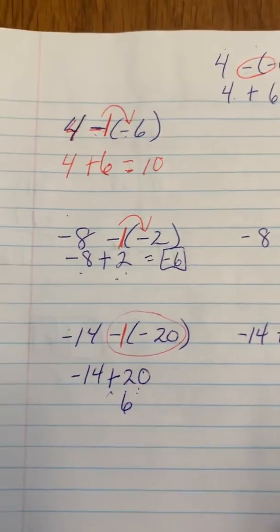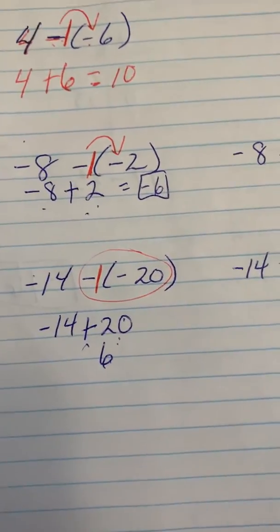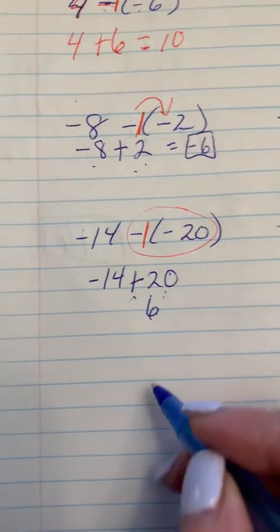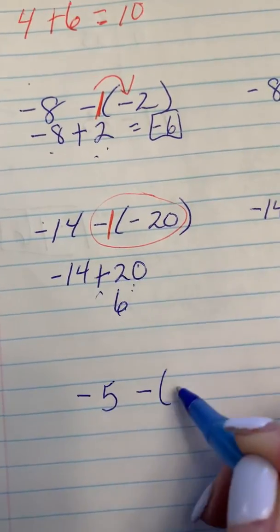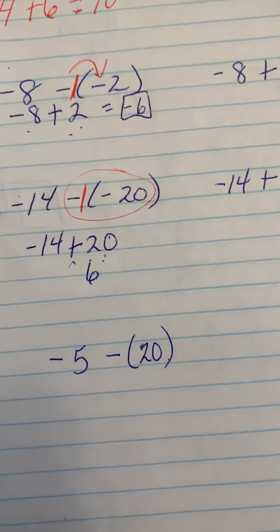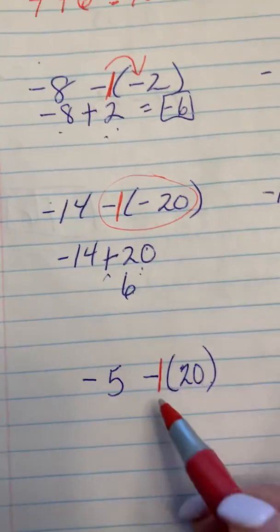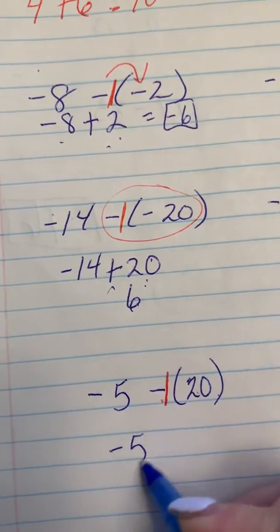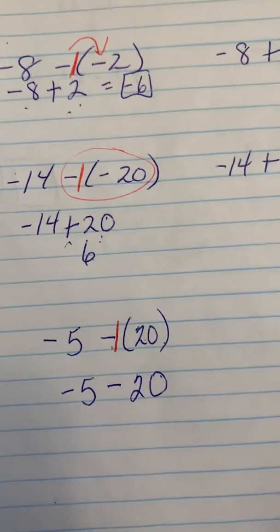Whichever way makes the most sense to you. Some of you are a little bit ahead of the curve, some of you are at the curve, some of you are behind the curve. So I just want to stop for a minute and show you something. If I had, let's say, negative 5 subtract, and then in brackets positive 20, and we had an invisible 1 out here, you have to remember that now I have a negative times a positive, and I'm going to end up with negative 5 minus 20.